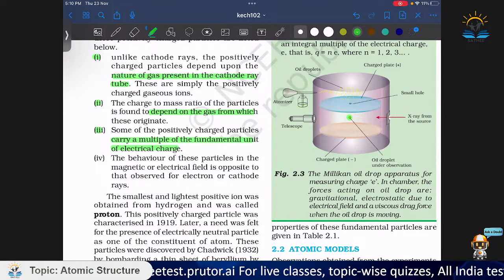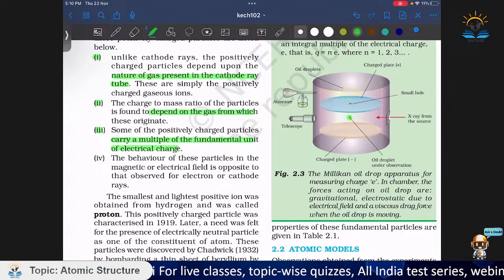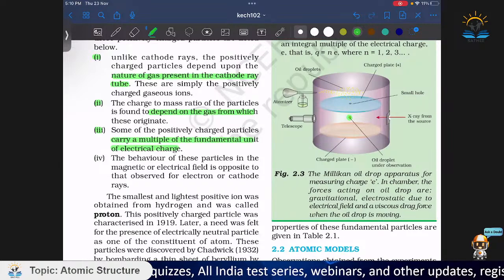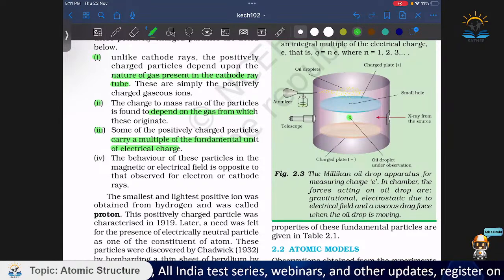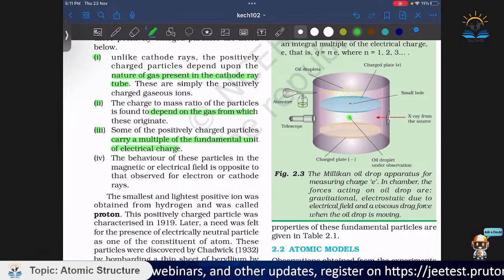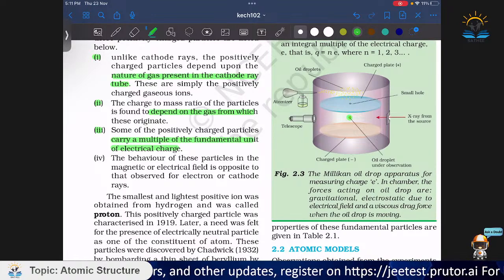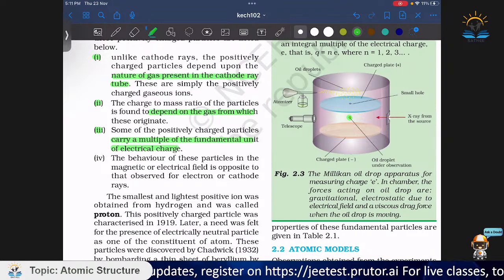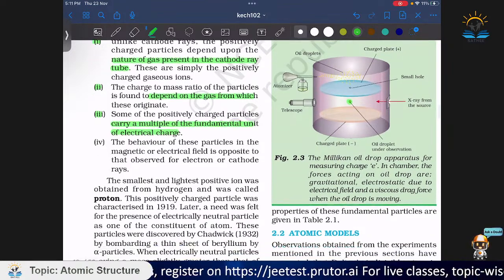What happens? The gas in this tube ionizes, it releases electrons, and the nucleus of the gas moves towards the cathode. This is what was known as canal rays. That is why it depended on the nature of the gas. Sometimes one electron was removed from the gas, sometimes two electrons, which is why we saw a difference in the fundamental unit of electrical charge. It might carry a multiple also.